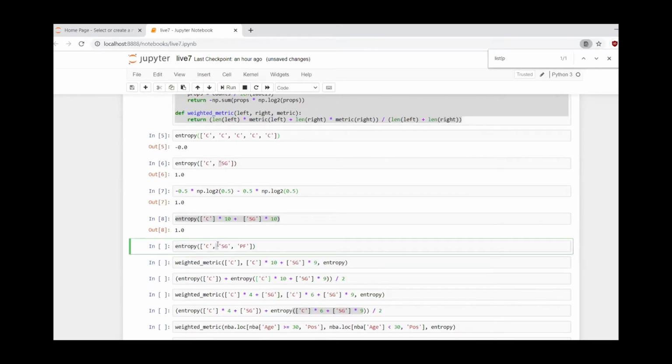Okay, what happens if I have one of each of three things? What is the entropy in that case? It's okay if you don't simplify your answer.